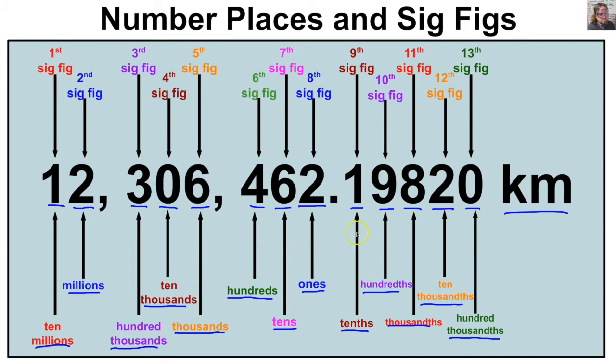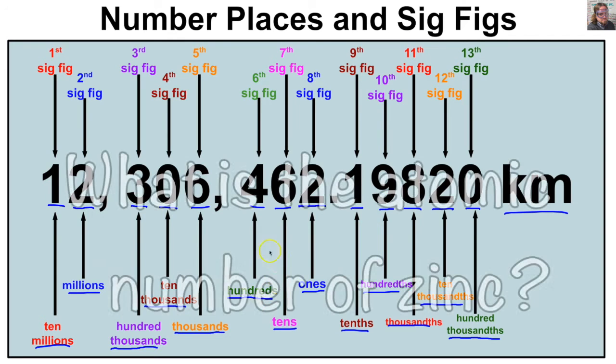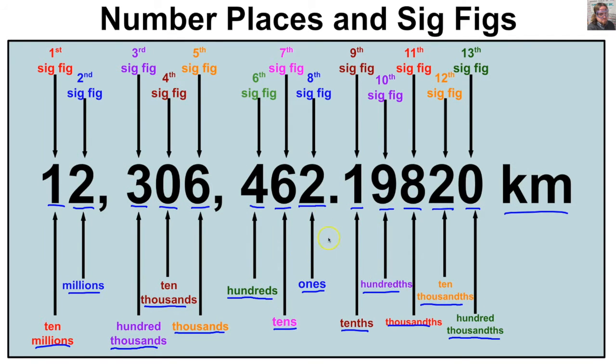Okay, so there's two ways of looking at this number. We can take a look at it in terms of the number places that these numbers are occupying, or we can also take a look at this number in terms of the amount of significant figures there are in this relatively large number right here.